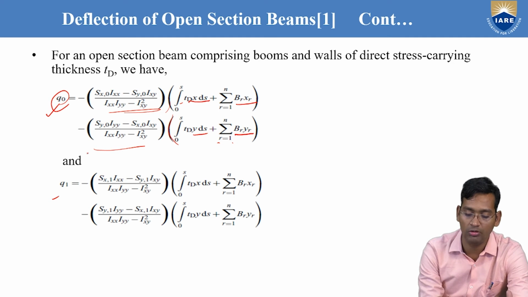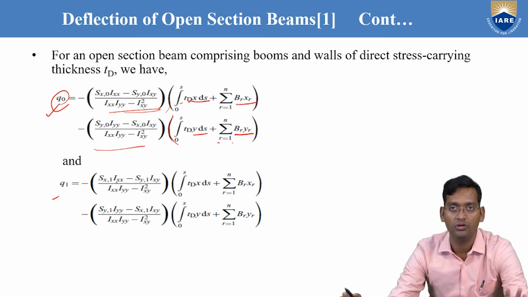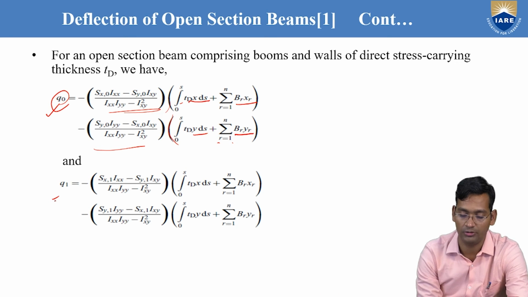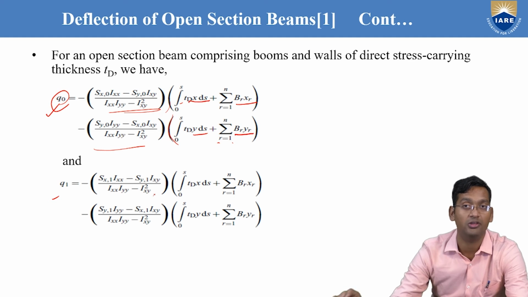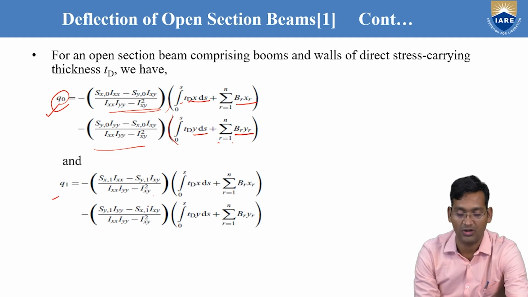Now q1 will be what? Whatever is here, wherever 0 is there, just replace it with 1. Remaining everything will be same. So just see here, q1 equals minus of Sx,1 Ixx minus Sy,1 Ixy by Ixx into Iyy minus Ixy squared whole, this part is the common.